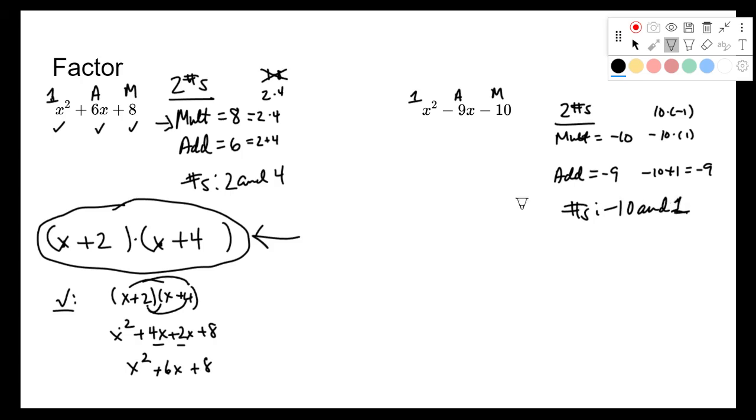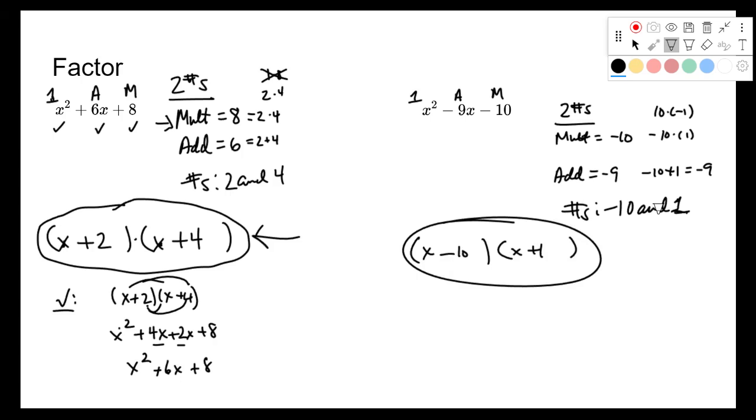Okay, so now I'm going to factor this. I want to take my x squared and split it up. So let's do it. X here, x here. And my two numbers are -10 and +1. This is the correct answer. It's all done. Again, if I were to double distribute, like I did in the previous problem, I would get back to where I started. That's the whole idea behind factoring. You just want to repurpose this polynomial. You want it to look different than it currently does.